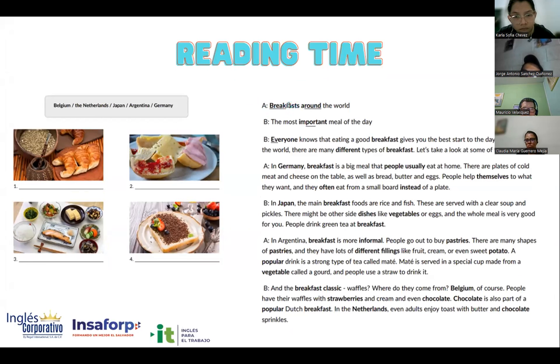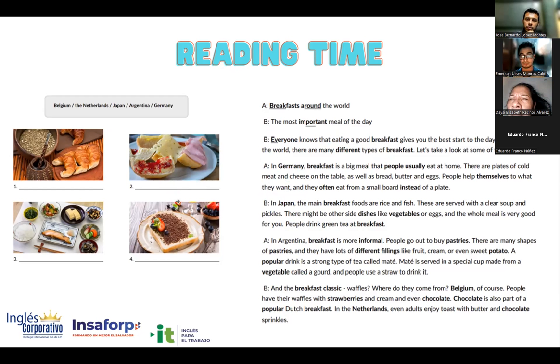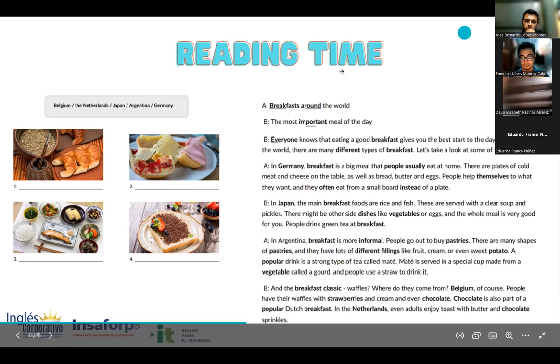Okay, we're going to talk about breakfasts around the world, okay? This one is considered the most important meal of the day, right? Everyone knows that eating a good breakfast gives you the best start to the day. But around the world, there are many different types of breakfast. Now we are going to talk about Germany, Japan, and so on. Claudia, please help us with Germany. Then Daisy, help us with Japan. Emerson, Argentina. And the last, please, Jose.